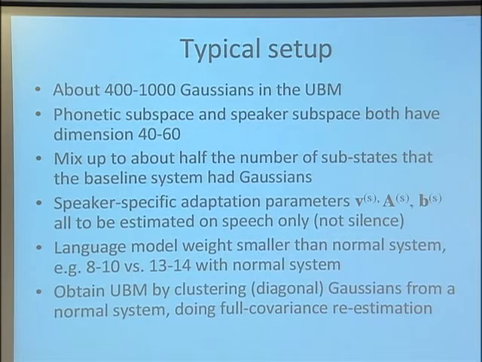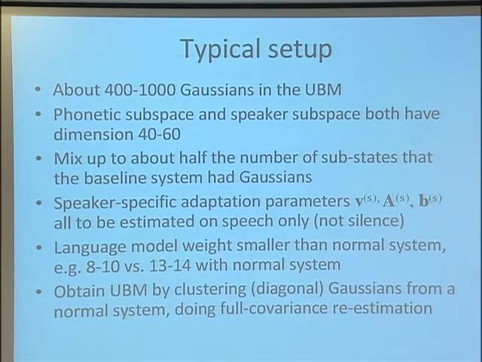So a normal setup, both if you have the speaker subspace and if you have the phonetic subspace, the dimension would be in the range 40 to 60. That's what I've found and what we found generally to be the best. You'd have about 400 to 1,000 Gaussians in the UBM. That's the number I. That's the number of Gaussians in each substate. And you have a number of substates that would typically be somewhat less than the number of Gaussians in a well-tuned baseline system. If it's about half the number, that would be of the order of about a quarter of the number of parameters in your baseline.